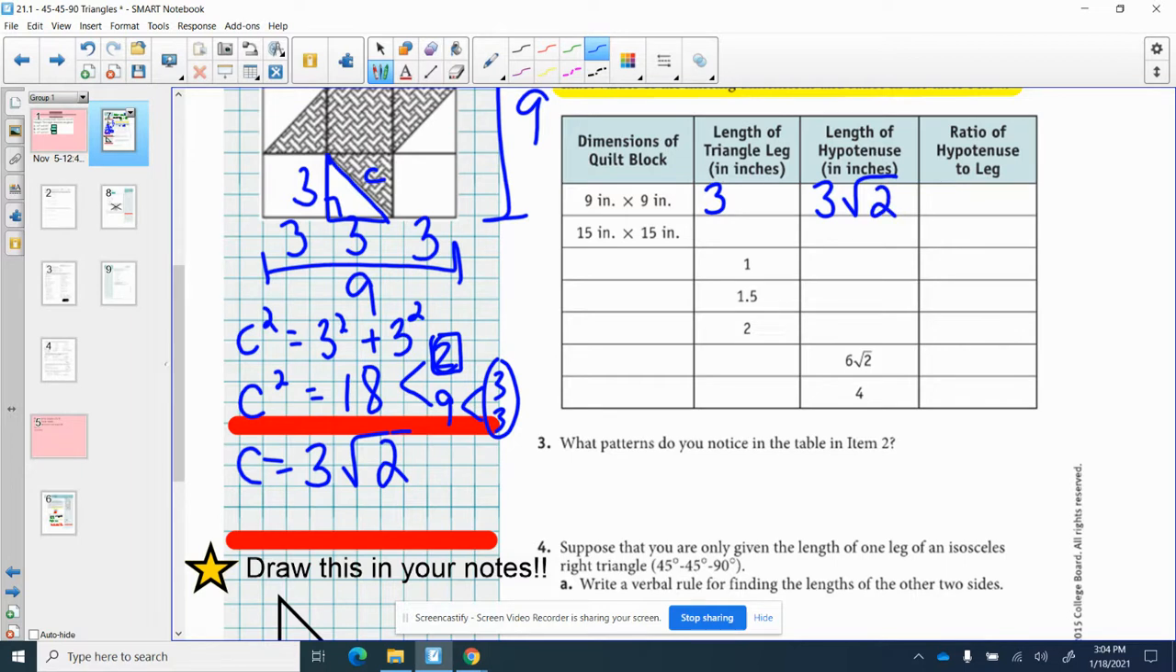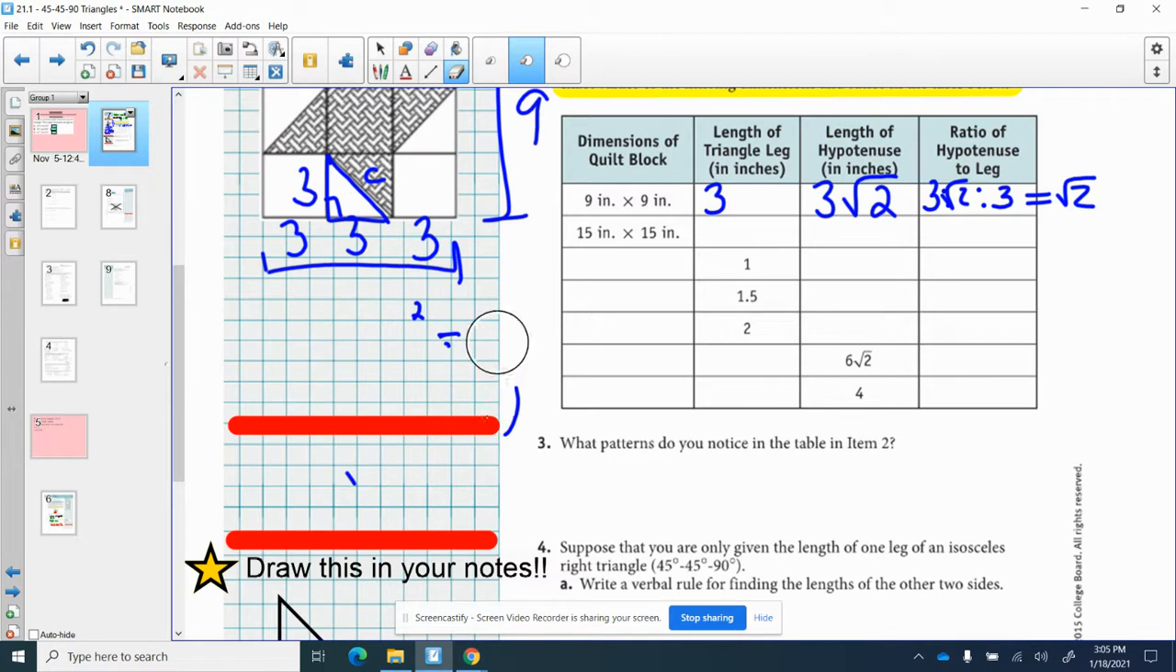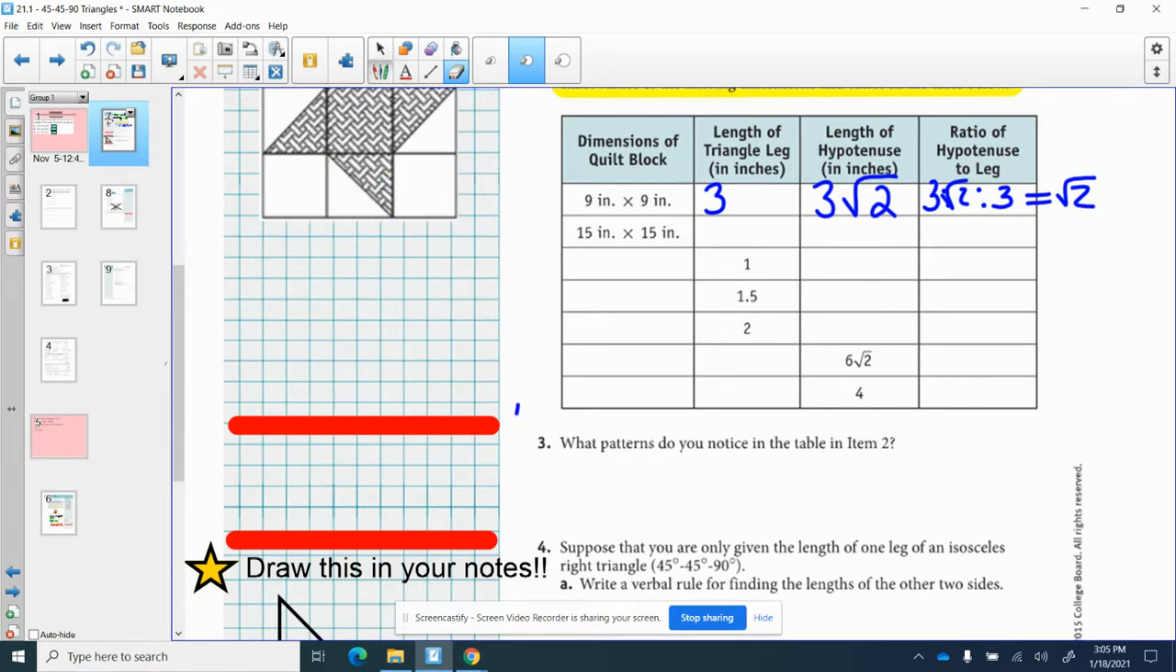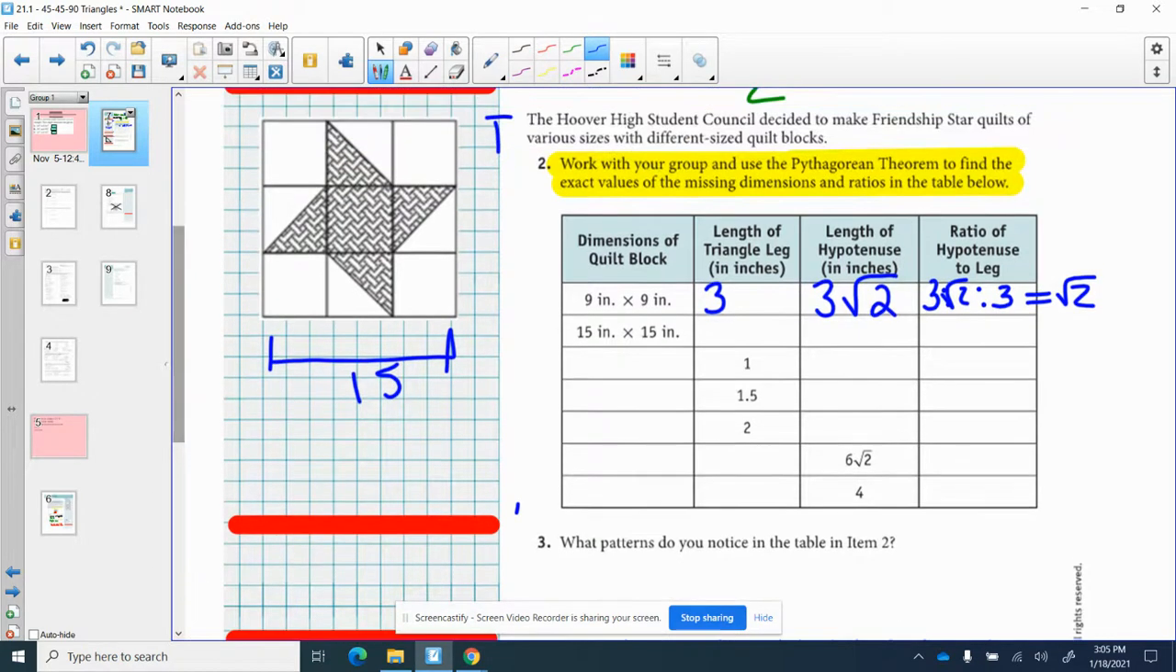And if we look at the ratio of the hypotenuse to the leg, it's going to reduce to just be 3 square root 2 divided by 3, which is just the square root of 2. Now, what would we say, however, if we erase all this, and instead of this being a 9 by 9, this is a 15 by 15 originally?